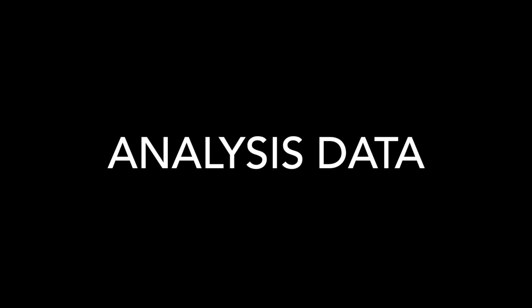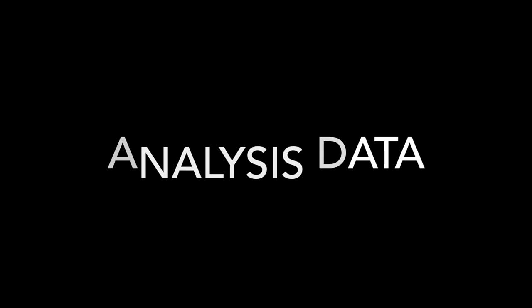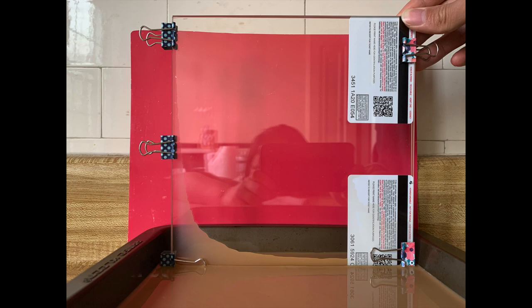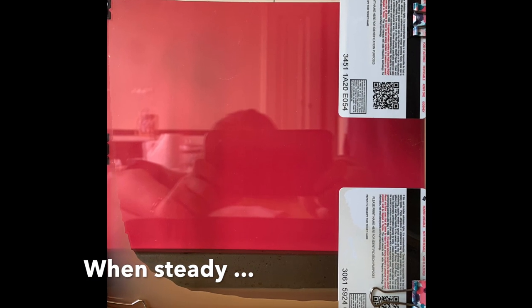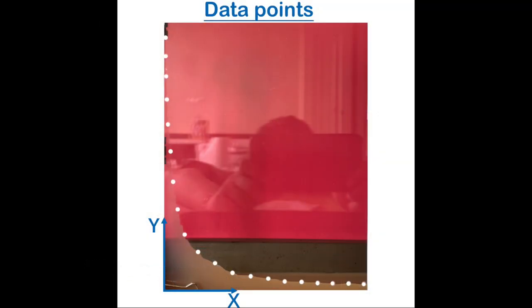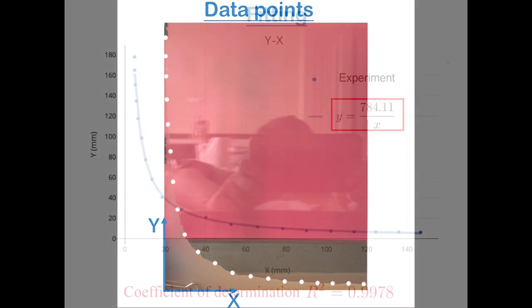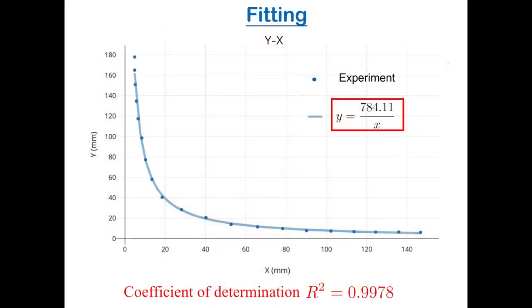The next step is to analyze the data. We chose the picture after 1 hour to make sure the system is steady. On the picture, we uniformly chose 20 points on the front and measured their locations. After fitting the data, we're excited to get that y equals 784.11 over x, and the coefficient of determination is so close to 1. That means we almost perfectly get y inversely proportional to x.